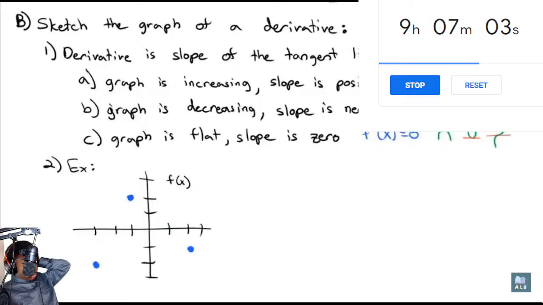Let me see if I can make that a little better here. Down, maximum, level off. There we go. Maybe. We'll call that good enough.